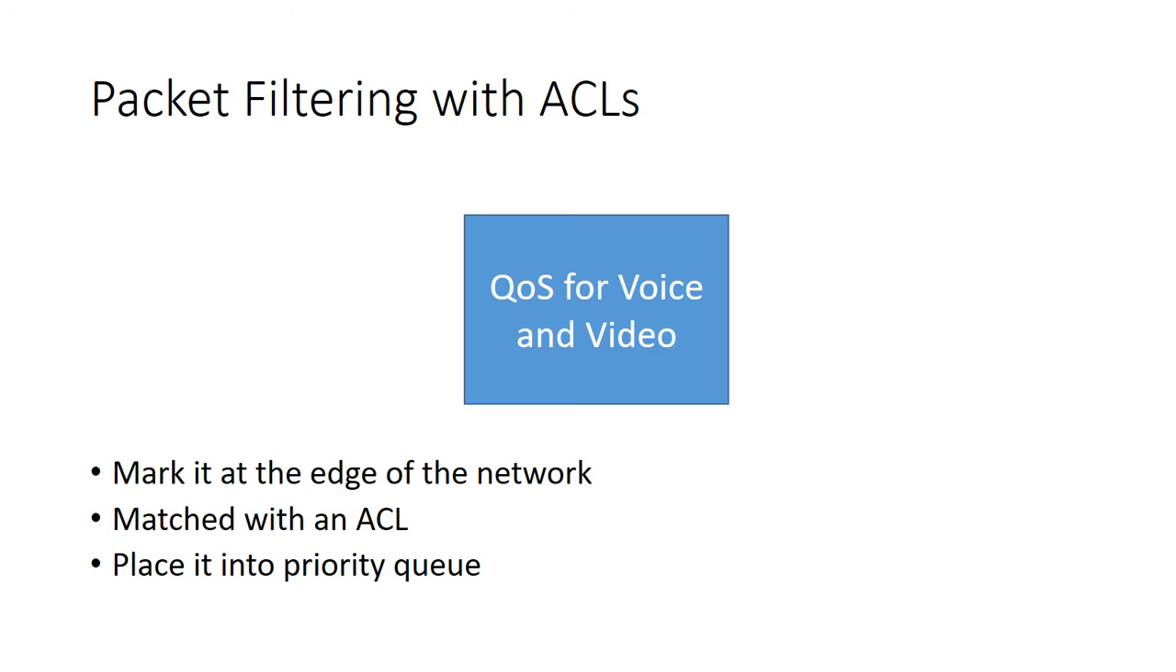Another example is ACLs implemented for QoS purposes when dealing with latency-sensitive traffic such as voice and video. In the case of voice traffic, we would mark it at the edge of the network, then match it with an ACL and place it into a priority queue. The voice traffic in the priority queue would be serviced before any other traffic, and only when the priority queue was empty would traffic in the other queues be serviced. Through this mechanism, we ensure that voice traffic is the highest priority service available on the network.